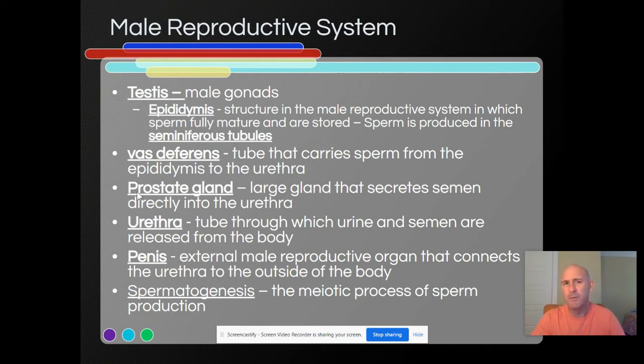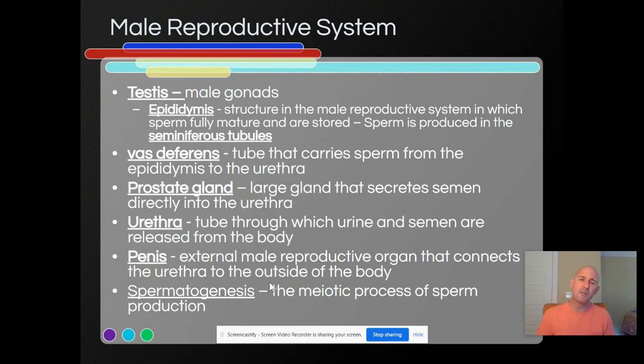The prostate gland is one of a few glands. I'll highlight a couple other ones. But the gland produces the fluid component of semen, which gives sperm both protection and nutrients. The urethra is the tube that allows for both semen and urine to be passed, and that structure travels through the male reproductive organ, which is the penis.